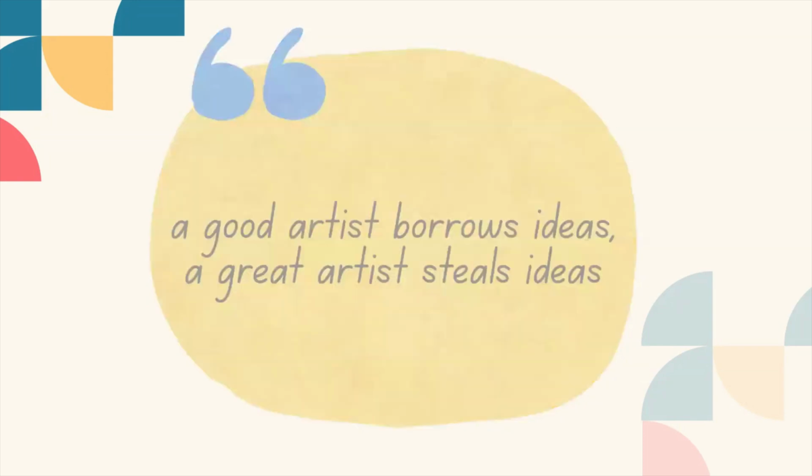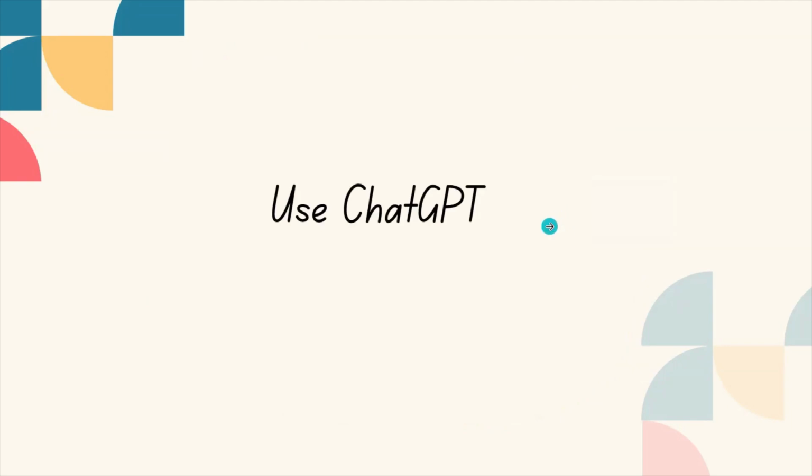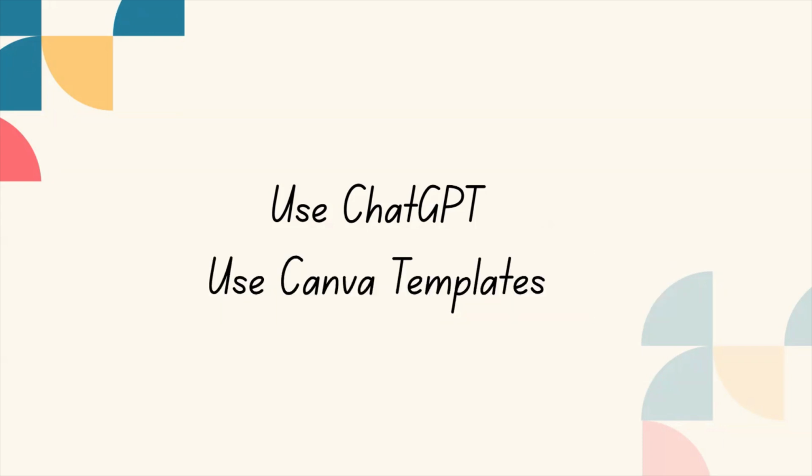Some of those sources are ChatGPT. If you are not using ChatGPT because you feel like you are cheating, then you are missing out on a lot. You can use ChatGPT to develop ideas, to see what your script should look like, and also to see how your slides should look. So use ChatGPT. The next one is the templates in Canva. We've been looking at some of those templates in Canva and they are brilliant. They are absolutely brilliant.